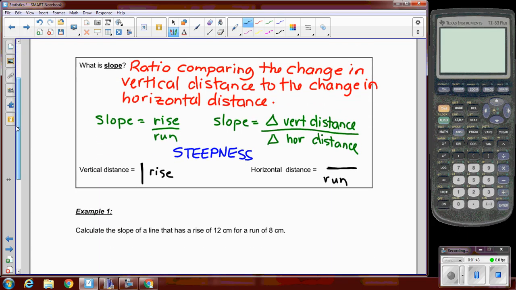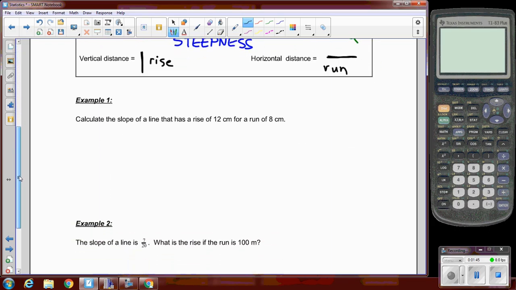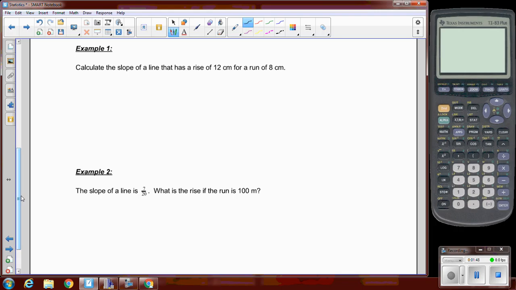So let's look at some simple questions that deal with this concept of slope. Question 1 is saying, calculate the slope of a line that has a rise of 12 centimeters for a run of 8 centimeters. Now there's something that we should point out here. Slope, like many things in math, has a shorthand notation. Slope is represented by the letter m. So you can write slope equals, or m equals. They both mean the same thing. So I'm going to use m. I'm going to say slope is rise over run. That's the simple part. That's the comparison, the ratio of the two quantities.